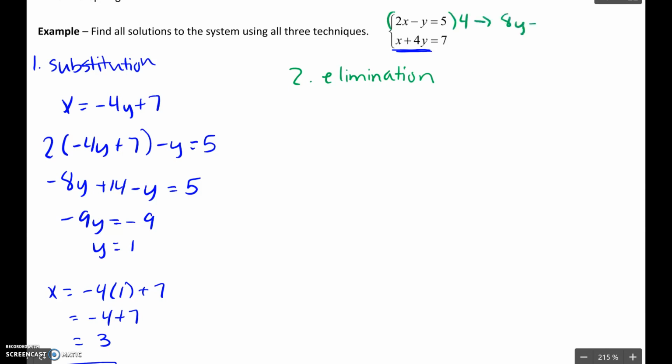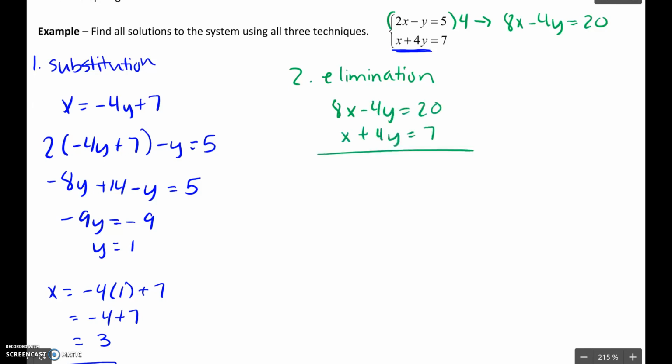You get 8x, let's fix that. 8x minus 4y equals 20. So that's my first equation: 8x minus 4y equals 20. And then x plus 4y equals 7. Now if you add those two equations together, the 4y's are going to cancel out, and you get 9x equals 27. x equals 3.